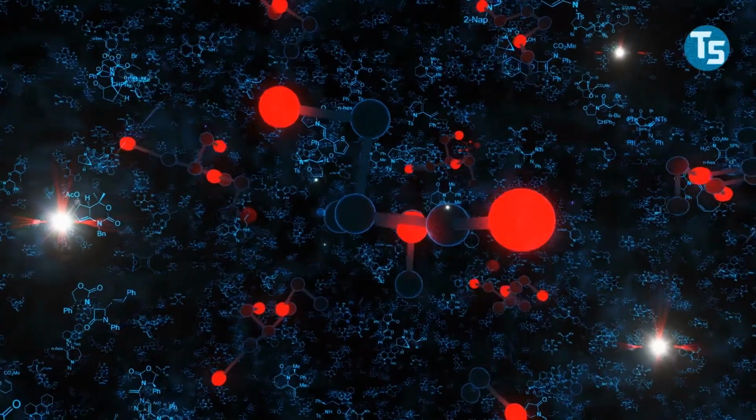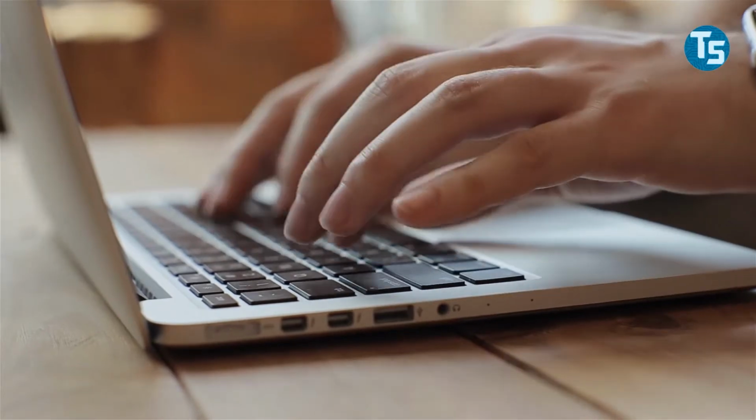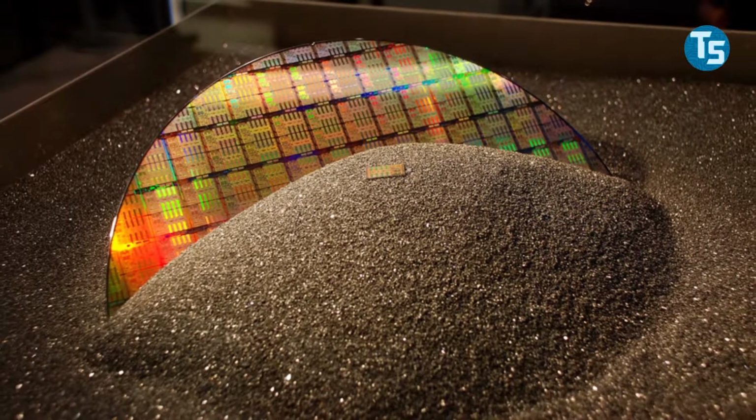Do you know where silicon actually comes from? If you do, tell us your answer by commenting down below. And if you don't, we're here to help you out.